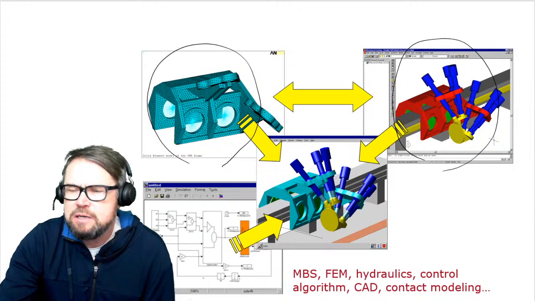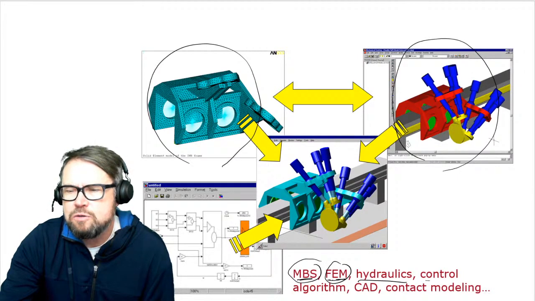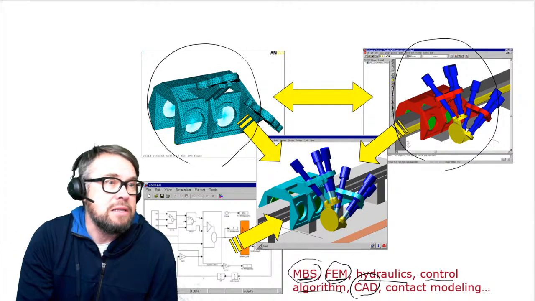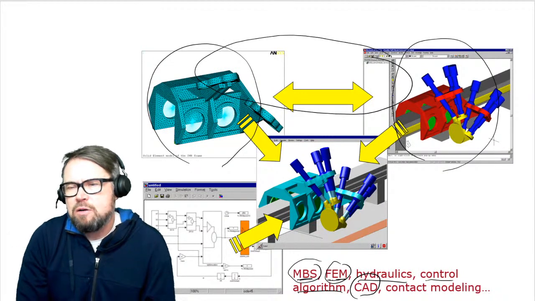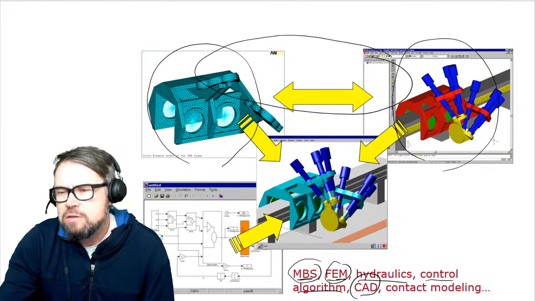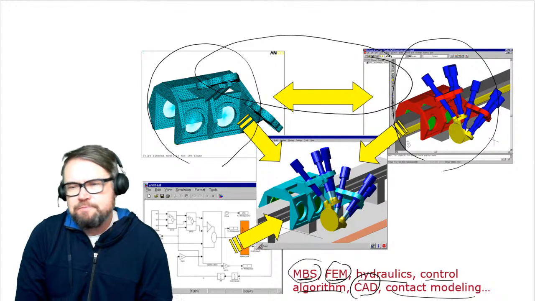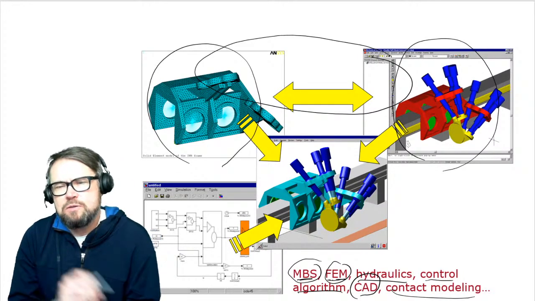So we try to see what the relation is between these methods: multibody system dynamics, finite element modeling, hydraulics, control algorithms, CAD software. We are looking at how this relation works, how you can convert your CAD model to a finite element model, contact modeling, and many others. So this is what we want to learn.